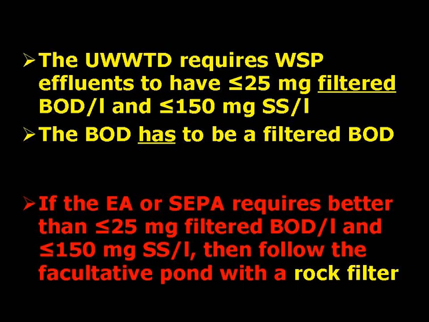So, if the Environment Agency in England and Wales or the Scottish Environmental Protection Agency requires better than 25 mg filtered BOD per litre and or 150 mg suspended solids per litre, then it would be a good idea to treat the wastewater first in a facultative pond and follow this with a rock filter.